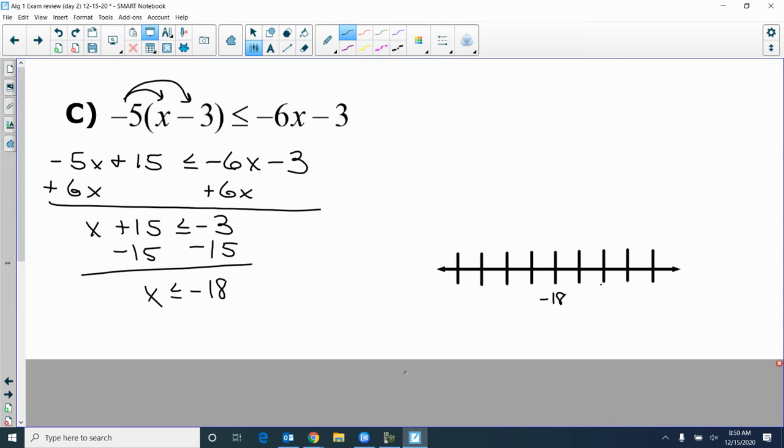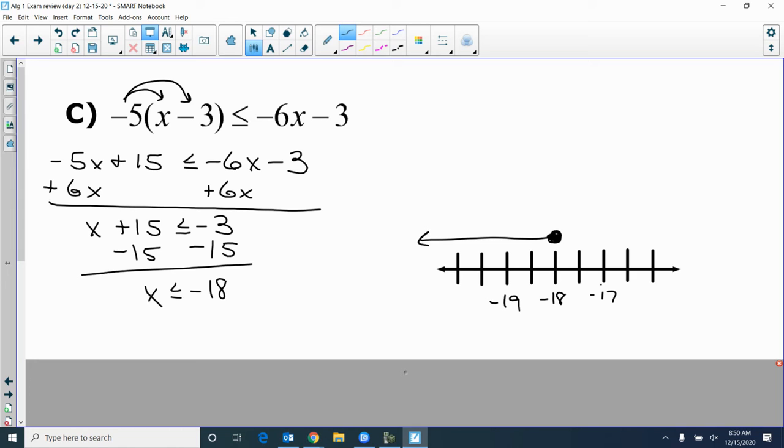So I'm just gonna put -18 in the middle there. Don't forget when I'm going, that's gonna be -17 and just -19 there. Less than or equal to. Solid dot, okay, because of the equal to part.